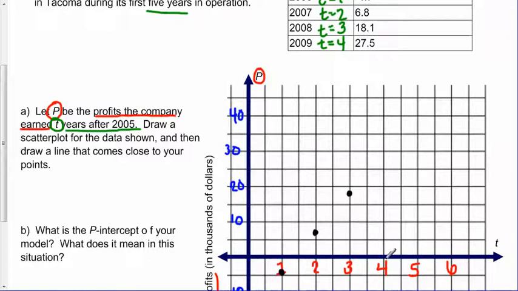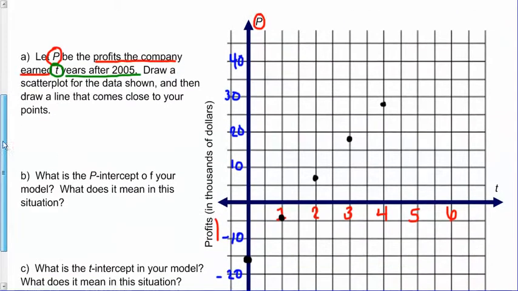And then finally at 4, we'd be at 27.5. So here I am at 4 years past 2005, and I'm going up to 27.5. So they're finally making some money here. So there's 25. 27.5 would be halfway between 25 and 30. Okay, so we can see it's a pretty nice straight line here. Not totally linearly related, but pretty darn close.